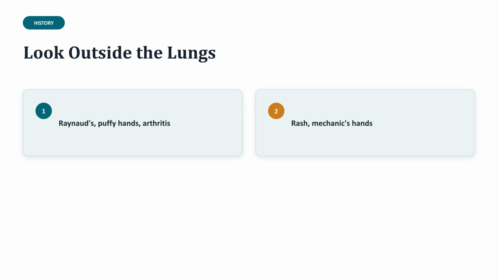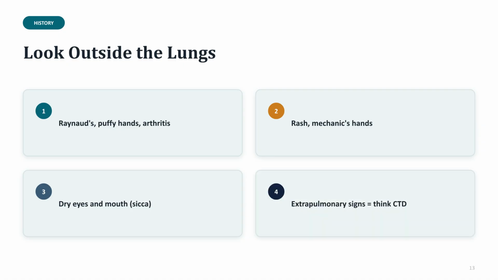Here is a habit that changes diagnoses. In any interstitial lung disease, examine the skin and the joints. Raynaud phenomenon, puffy or stiff hands. Arthritis, a rash, cracked mechanics hands, dry eyes and a dry mouth. Each is a fingerprint of connective tissue disease. The lung is often the loudest organ, but the diagnosis is written on the hands and face. Our patient has Raynaud and mechanics hands. That is not a coincidence. It is the answer forming.